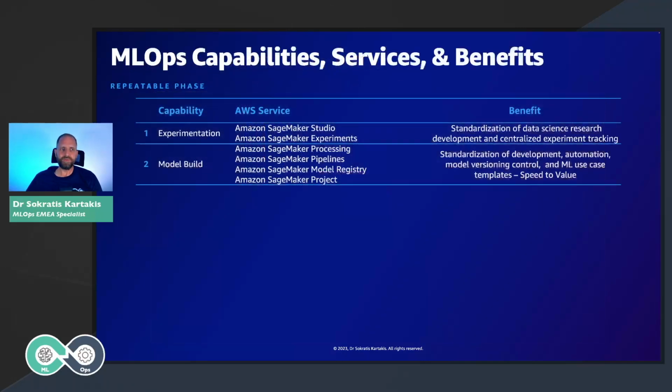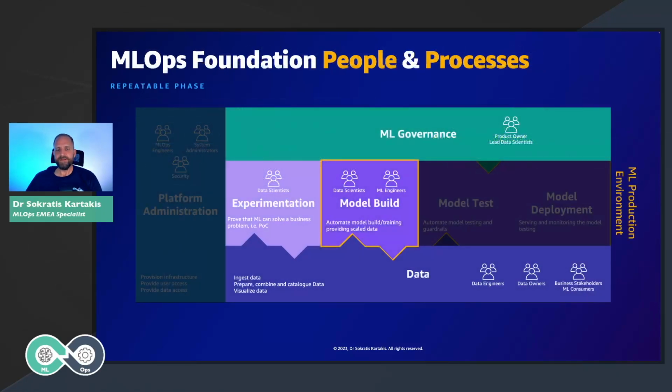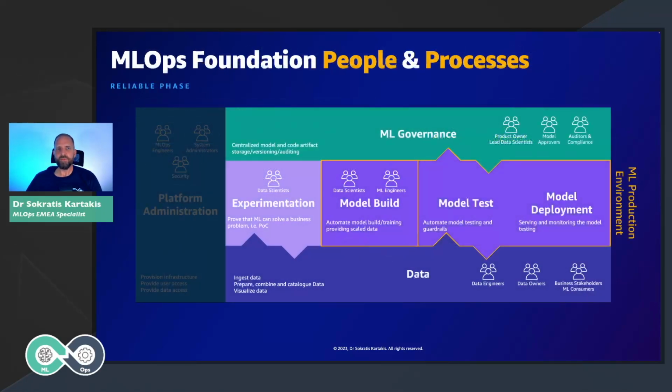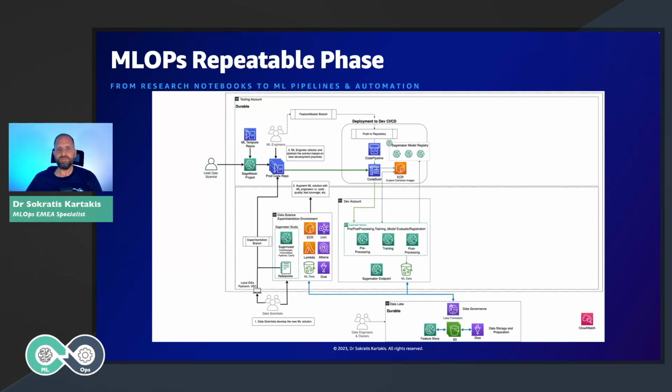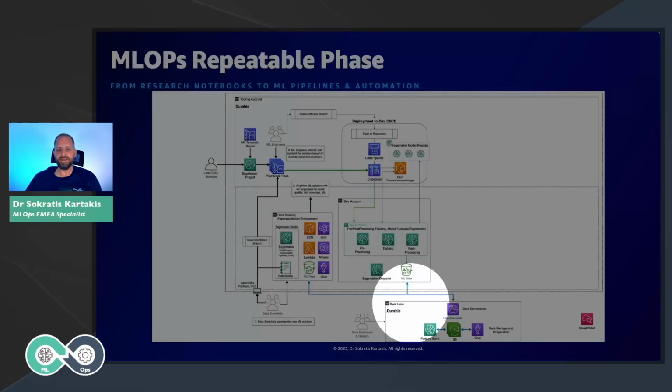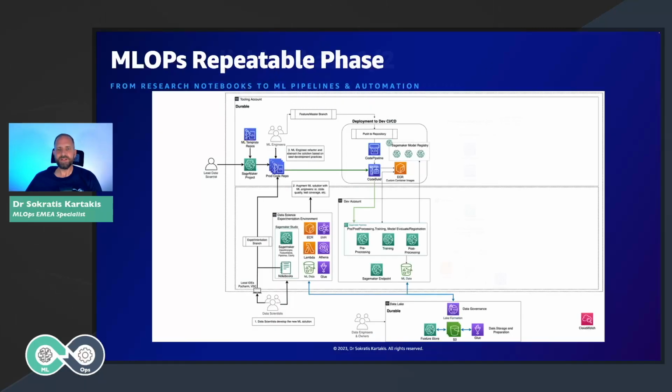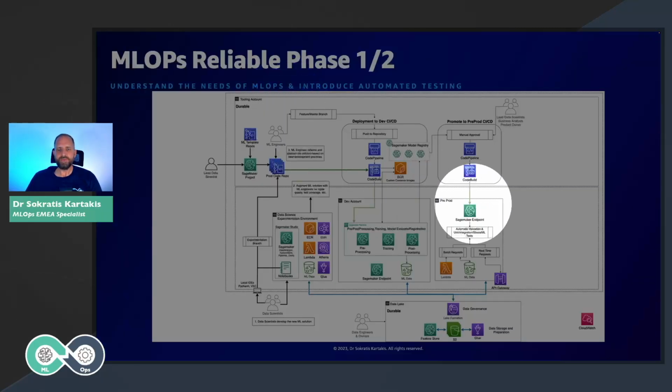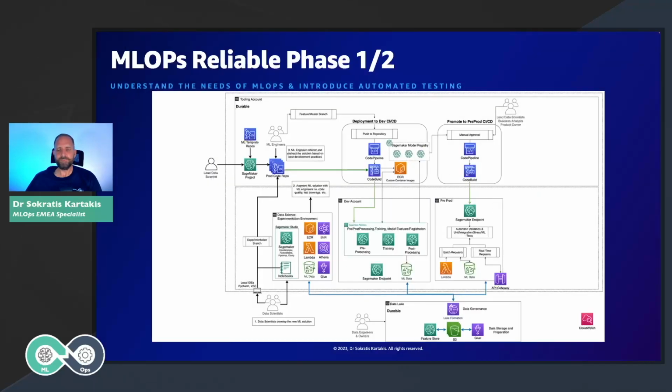Up to this point, what we saw is that during experimentation, we have SageMaker Studio and experiments. In the model build and repeatable phase, we have processing pipelines, model registry, and some default project templates. Let's see what is happening with the automation of model test and model deploy, and the governance as well. After we have built the data lake, the experimentation dev account, and the tooling account, the next step is to introduce a new account, the pre-production account or staging account. This account is responsible for simulating the production environment.